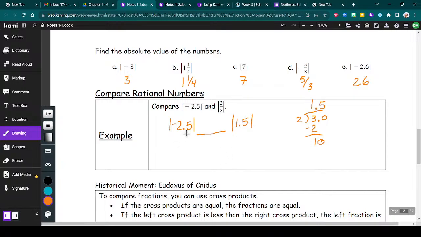And so what we need to realize is that we're saying the absolute value of negative 2.5 is 2.5, and the absolute value of 1.5 is 1.5. And therefore we know that 2.5 is bigger than 1.5. It's greater than 1.5. So therefore the absolute value of negative 2.5 is greater than the absolute value of 1.5.